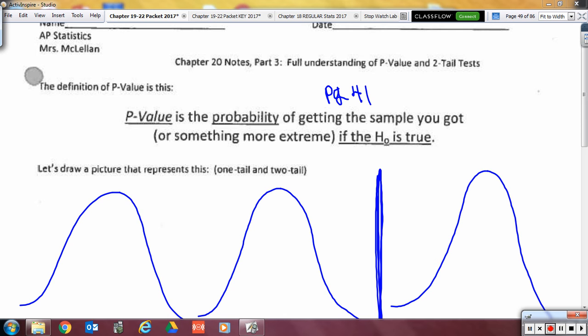Okay. All right, page 41 is our Chapter 20 notes, Part 3. It's not going to be majorly lengthy. We're going to go over a couple of things, one new thing today.